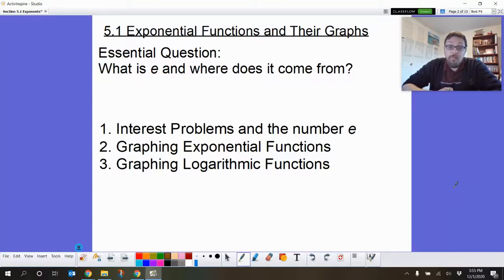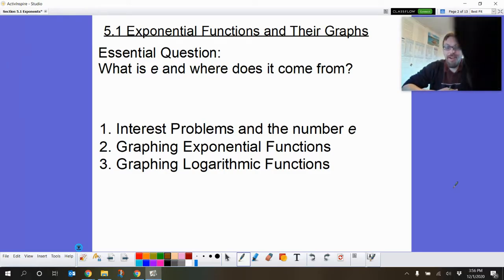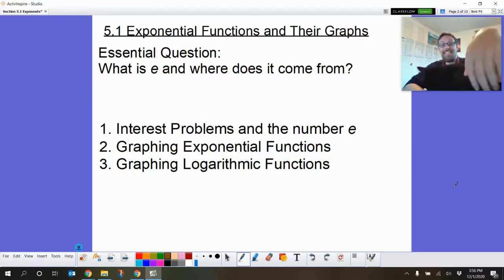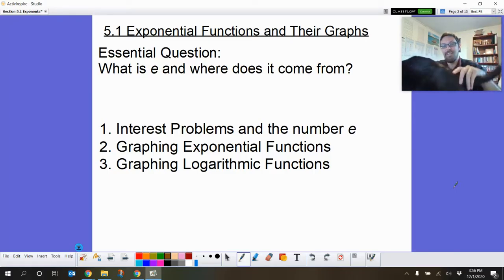Hi, welcome to 5.1, where we're going to start looking at the relationship between exponentials and logarithms. Mel's here to help out, but before we really get into that, we're going to talk about this thing, the letter E, and its application.